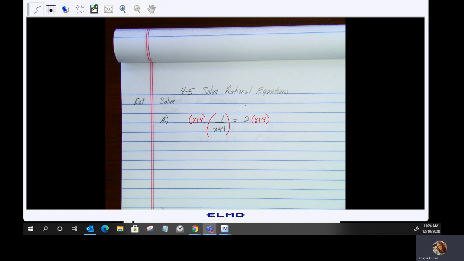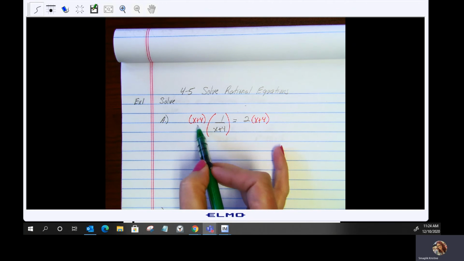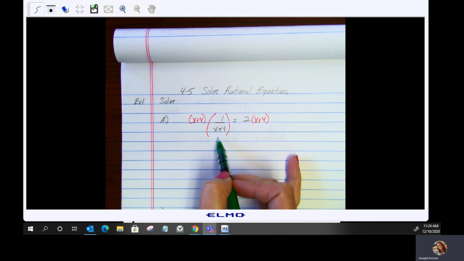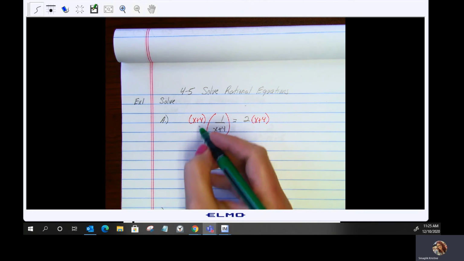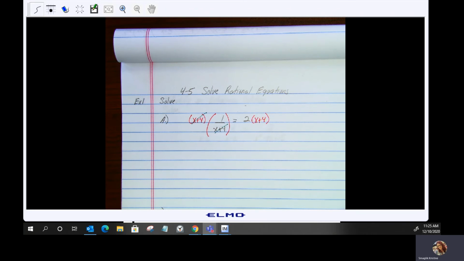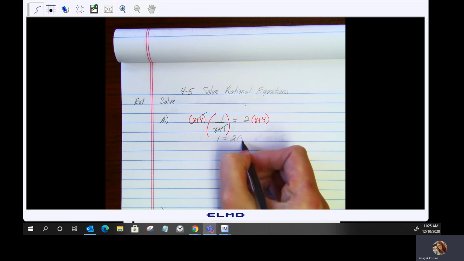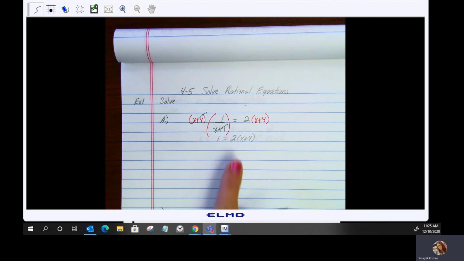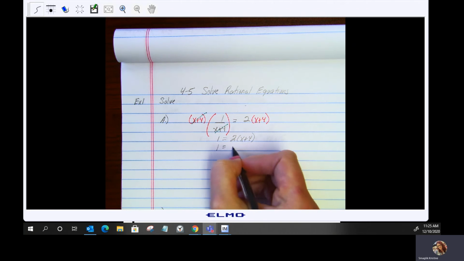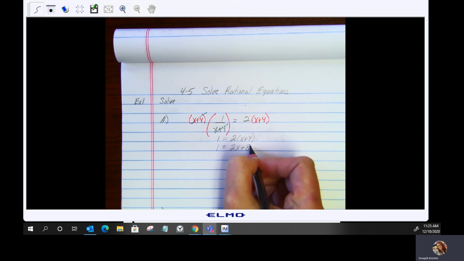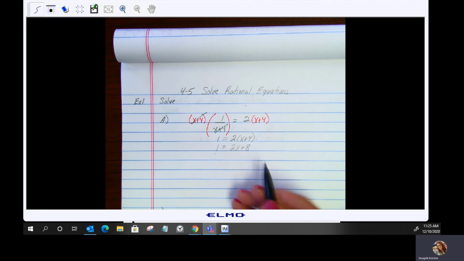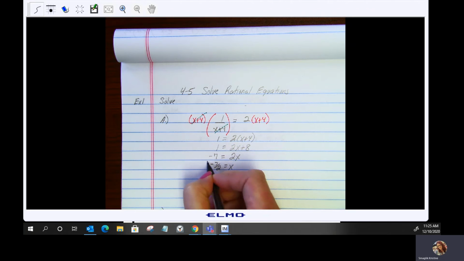Okay, so now if I were to multiply across, I would have x plus 4 divided by x plus 4. Any number divided by itself is 1, so we can reduce these out. I'm now left with 1 equals 2 times x plus 4. Okay, let's use our distributive property. 1 equals 2x plus 8. I'm going to subtract the 8 from both sides. I get negative 7 equals 2x. And then we need to divide out that 2, and I'm left with negative 7 halves equals x.